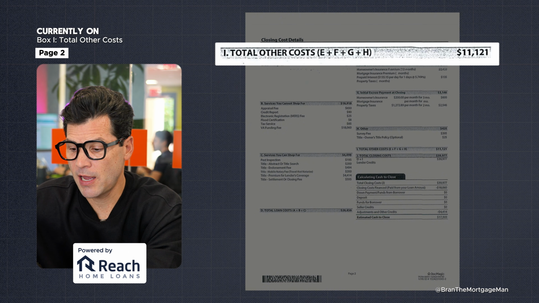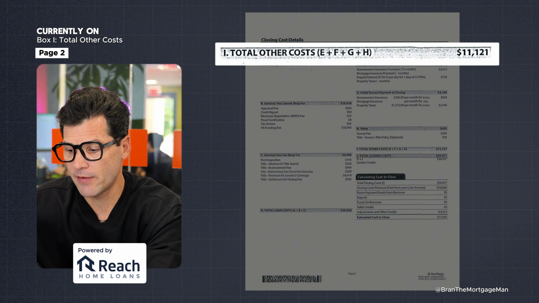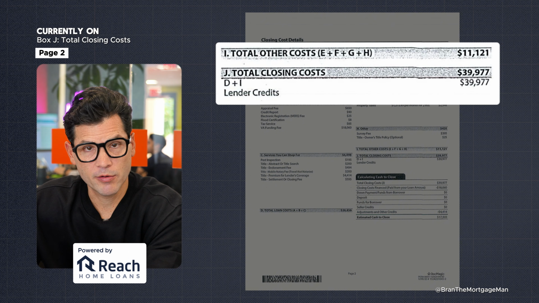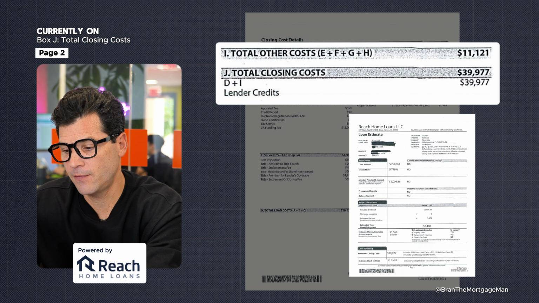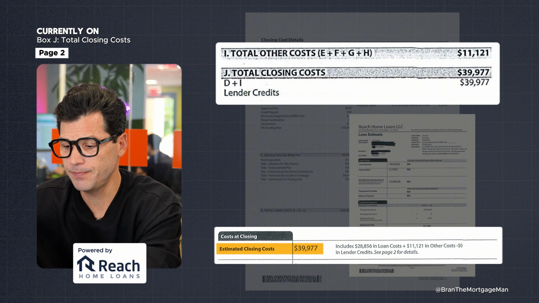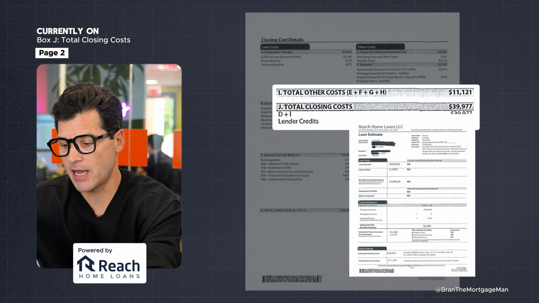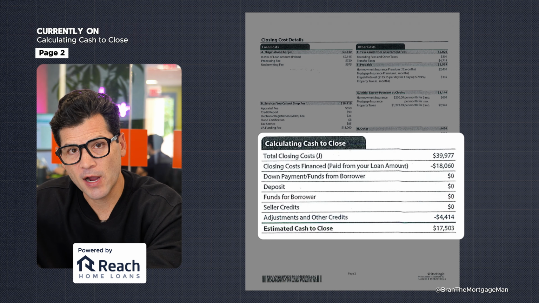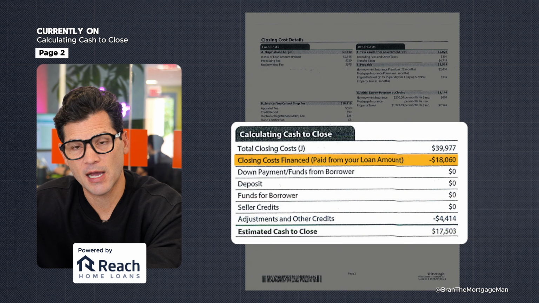We add up E, F, G, and H, right, which are these sections on the right-hand side that we just walked through, and that's $11,121. We add I, which is where I was just referencing, the $11,121, to D, which is $28,856, and that's where we get the total that was on page 1 of $39,977. Now, like I said, if we look at the bottom right corner, in this case, this borrower is financing that VA funding fee that's part of that total of $39,977.